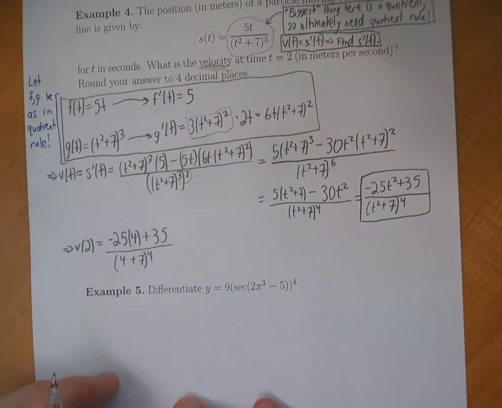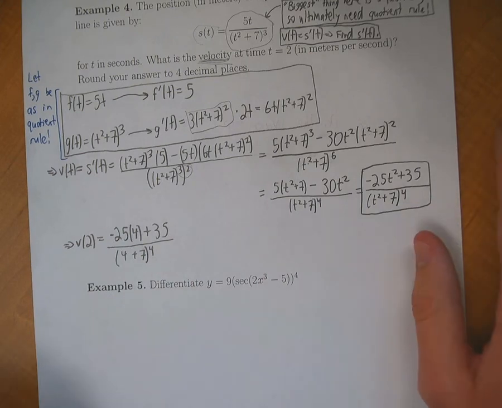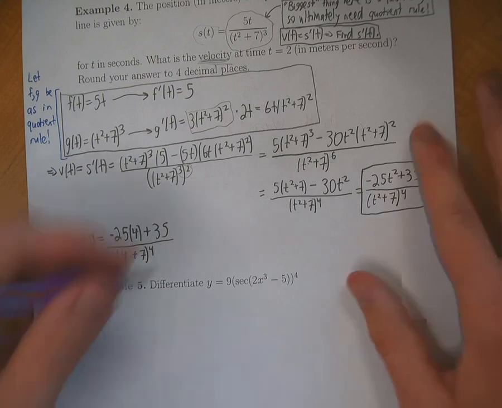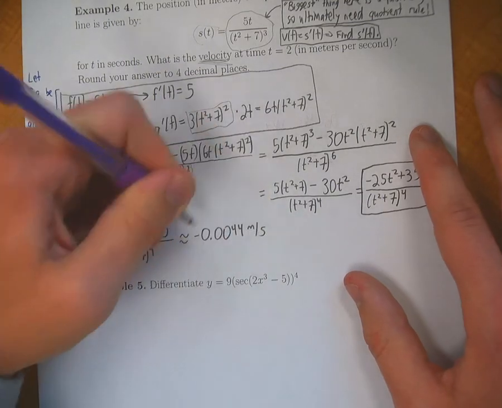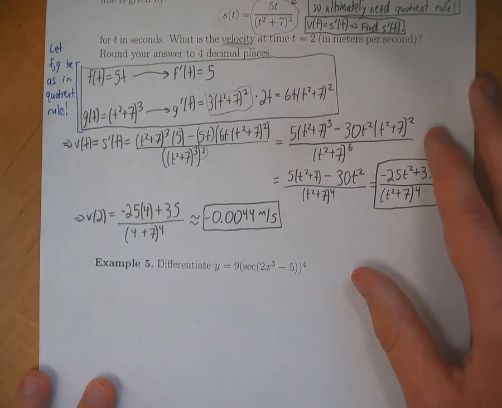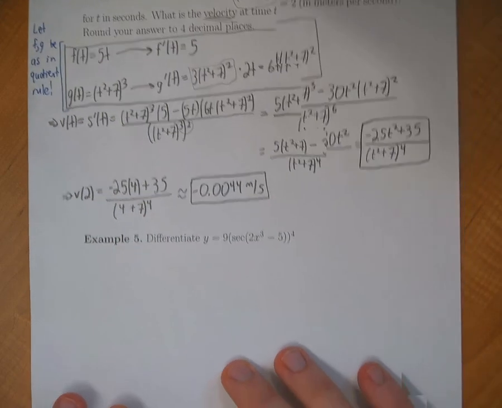Since we actually do have to round your answer to 4 decimal places, if you put this into a calculator, what do you get as your approximated answer here? Exactly. It's equal to negative 0.0044, and then of course meters per second, because that's our units in this case. So that would be your answer here. Any questions on example 4? Okay.